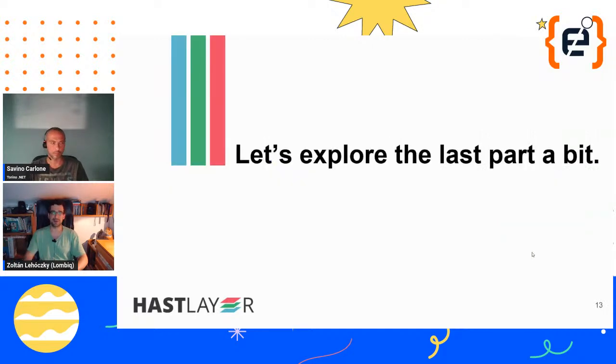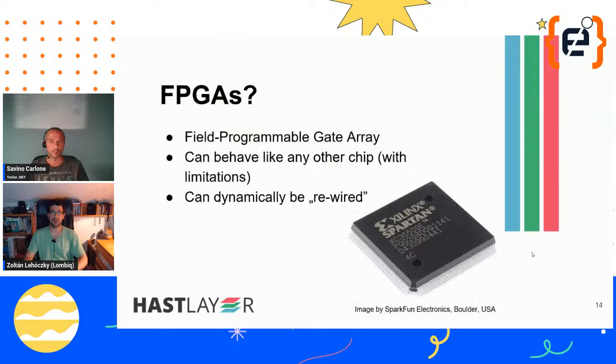Now, let's talk about that last part a little bit more, heterogeneous computing. And FPGAs there, if you haven't heard of them yet, or field programmable gate arrays, are basically chips that can behave like any other computer chip, within limitations, of course. For example, if you want an FPGA to process the physics calculations of your computer game, you can configure it to do that. If you want it to recognize cats in images, you can also configure an FPGA to do that.